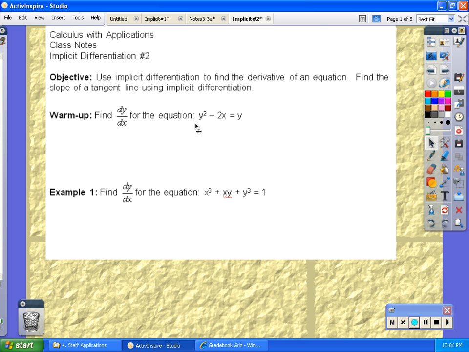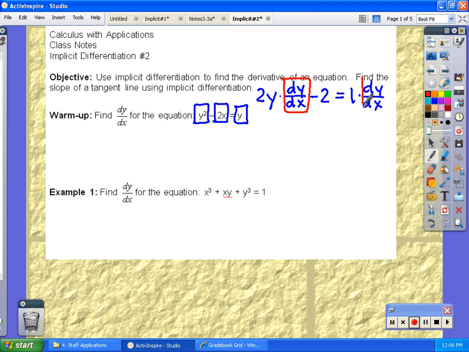I want to do the derivative of y squared, which is 2y times dy over dx. Then I do the derivative of minus 2x, which would be minus 2. And then I do the derivative of y, which is 1 times dy over dx. Notice that I have a dy over dx on opposite sides. You need to get them on the same side so that you can isolate them.